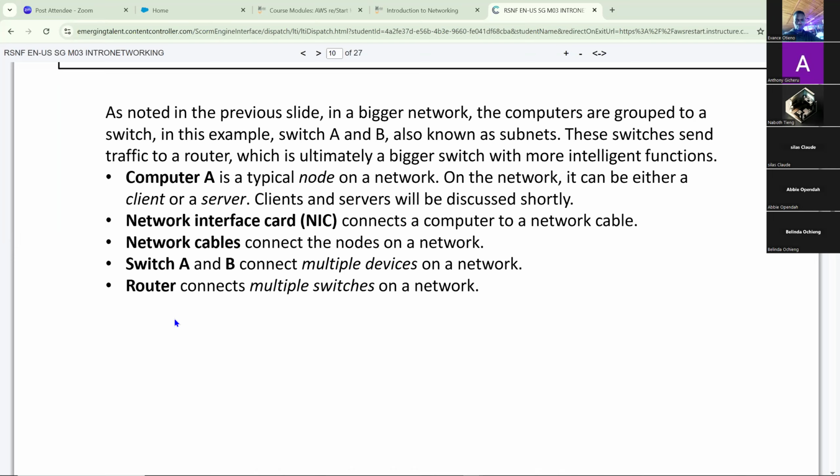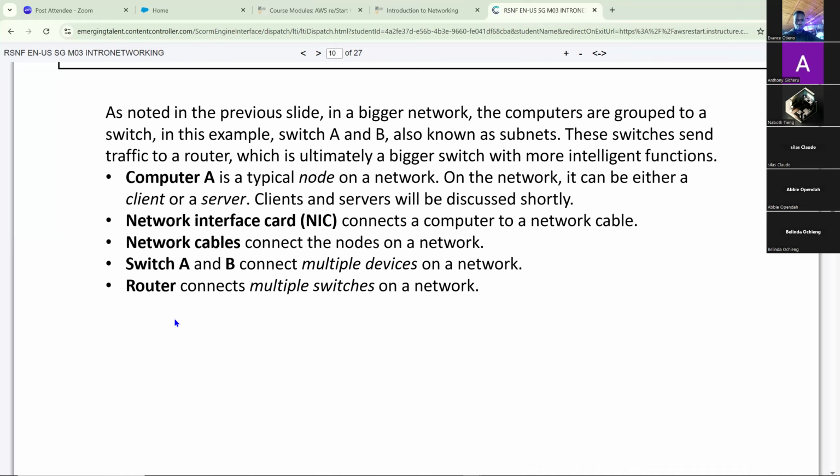So this switch sends traffic to a router, which is ultimately a bigger switch with more intelligent functions. So there are things that this bigger switch called a router can do that this smaller one cannot do. Was it Rich, when you said your router is a bigger switch? Yeah, okay, awesome.